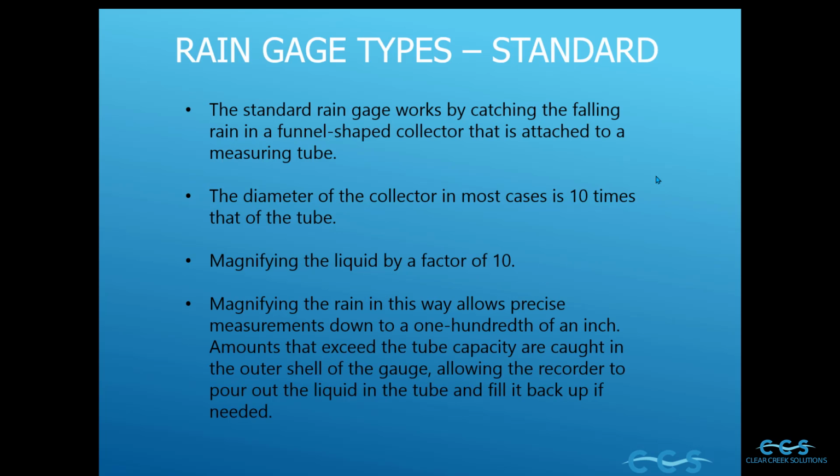Now, there are three main kinds of rain gauges. I'm going to go over them here. The first one is standard. The standard rain gauge works by catching the falling rain in a funnel-shaped collector that is attached to a measuring tube. The diameter of the collector, in most cases that I've found, is 10 times that of the tube, so it magnifies the liquid by a factor of 10.